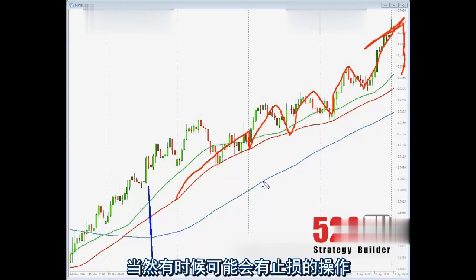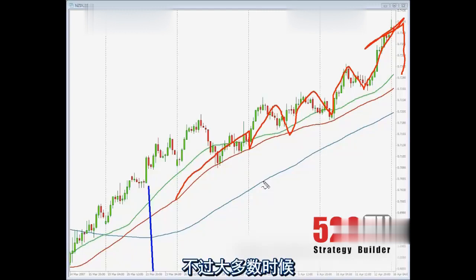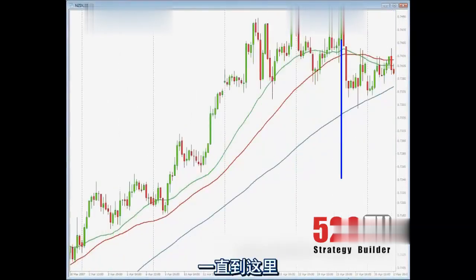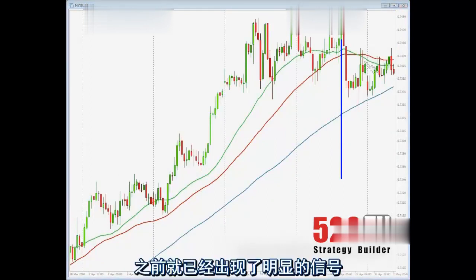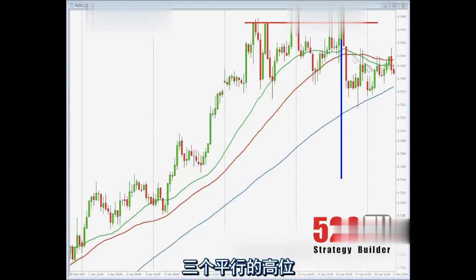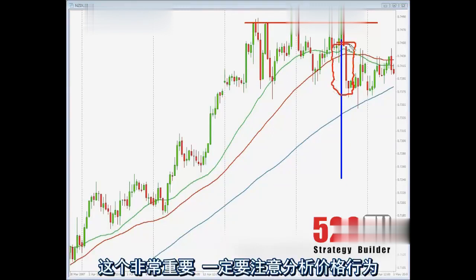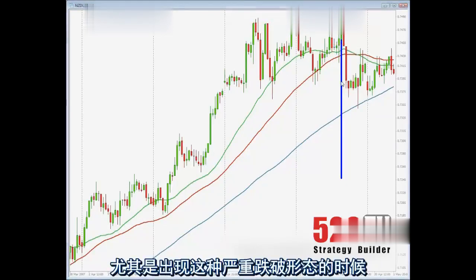Okay, perhaps we might score some losses due to, well, improper stop loss placement or stuff like that, but most of the trades, 60-70% of the trades should be winners. All right. All the way up to that, and up to here we have clear signals in advance. Okay, we had the triple top, we had the momentum breakout. This is crucial, guys. You're gonna read price action, especially for momentum breakouts.